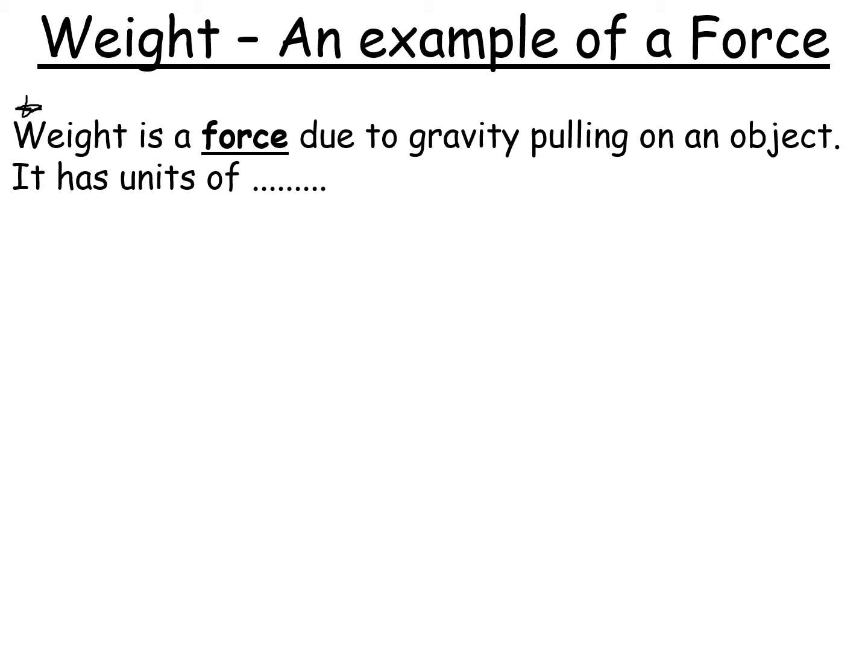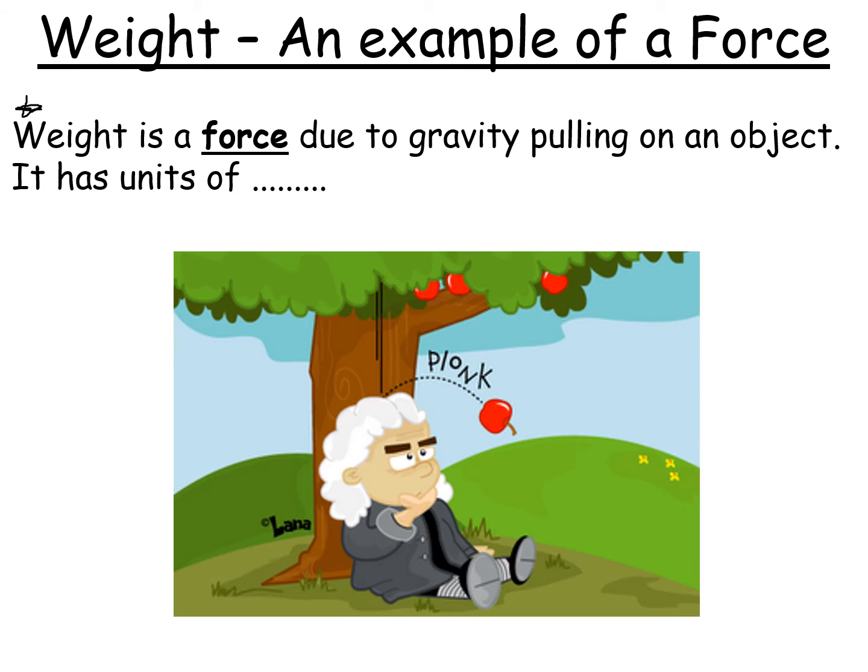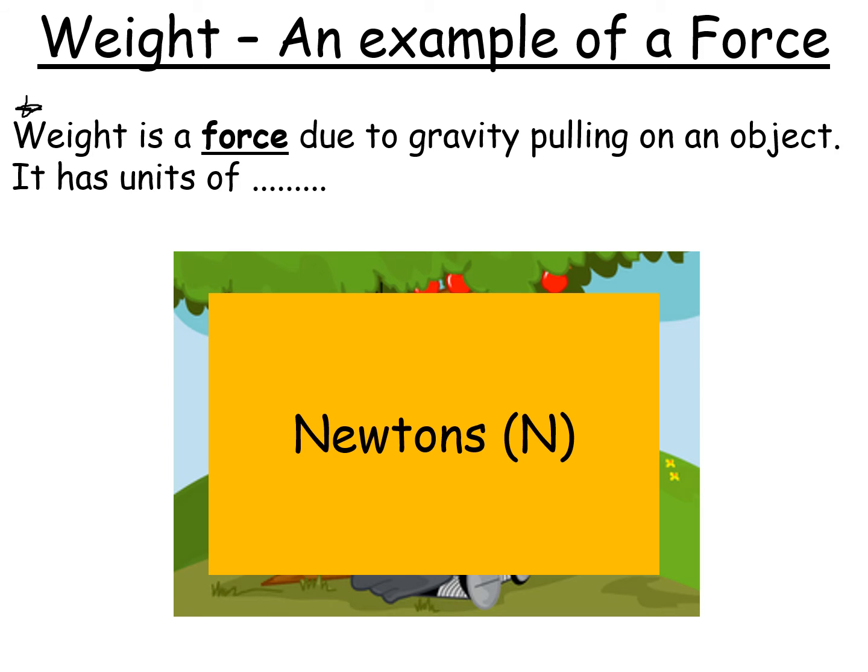So if I ask you what is weight, then the answer you tell me is that it's a force due to gravity pulling on an object. Now, if it's a force, what units do you think the weight will have? Well, if weight is a force, then it must have units of newtons. Okay, and the famous story is that Sir Isaac Newton was sitting underneath a tree and an apple fell on his head, and that's how he started thinking about gravity. Now, I very much doubt an apple fell on his head because it's quite sore. It's more likely the apple maybe just fell close by to him.